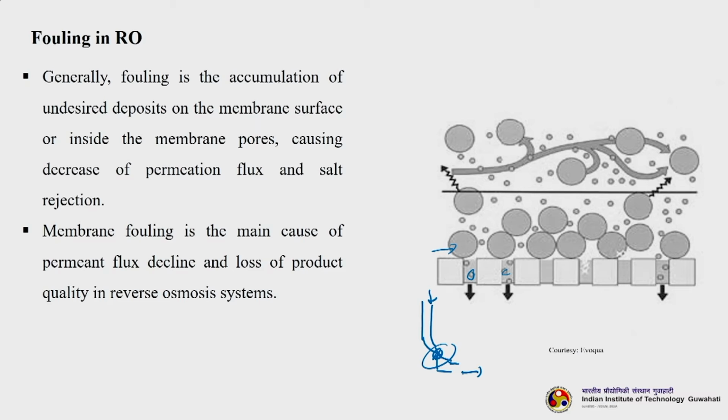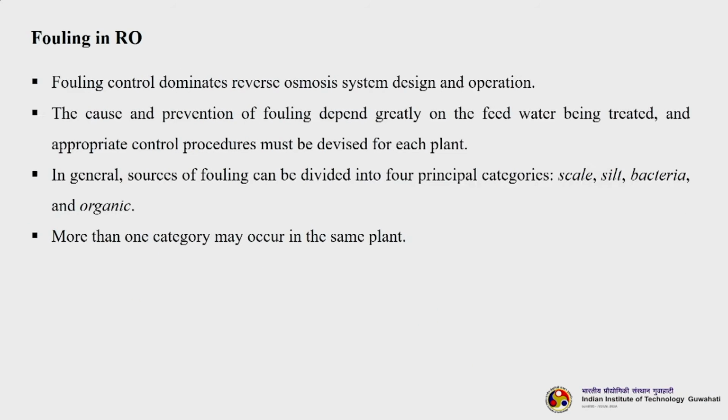Membrane fouling is the main cause of permeate flux decline and loss of product quality in RO systems. Not only in RO, in all systems, whether microfiltration or ultrafiltration, the permeate flux declines due to fouling or concentration polarization buildup. Fouling control dominates RO system design and operation, because most RO systems operate continuously, especially desalination. The cause and prevention of fouling depend greatly on the feed water being treated, and appropriate control procedures must be devised for each plant.